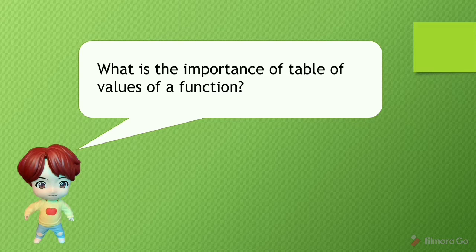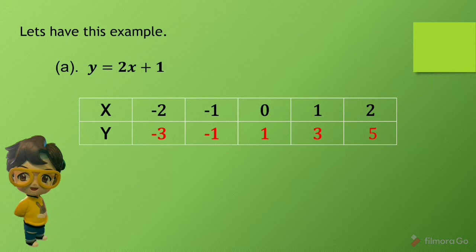So what is the importance of the table of values of a function? The importance of the table of values of a function is to identify its ordered pairs. For example, this one: we have the values of x and the values of y. Based on the table of values, we can now identify the ordered pairs of the given function. So we have (-2, -3), (-1, -1), (0, +1), (+1, +3), and (+2, +5).